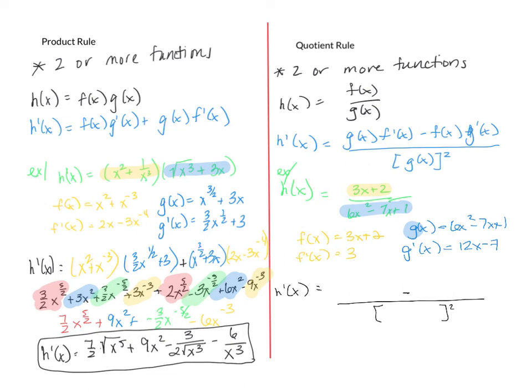So it is the bottom, so g of x, so 6x squared minus 7x plus 1 times 3, minus 12x minus 7 times 3x plus 2, all over 6x squared minus 7x plus 1. So go ahead and simplify the numerator. We're not going to touch the denominator. We're not going to make it any cleaner because it's as clean as can be.